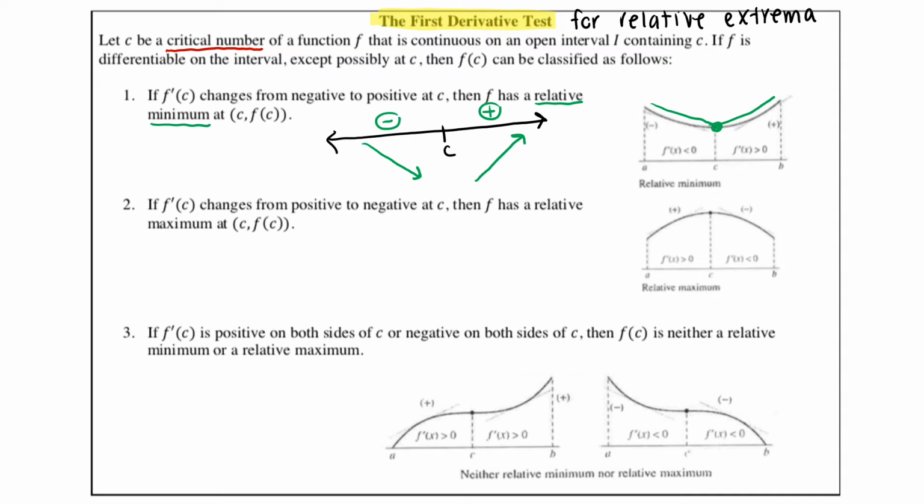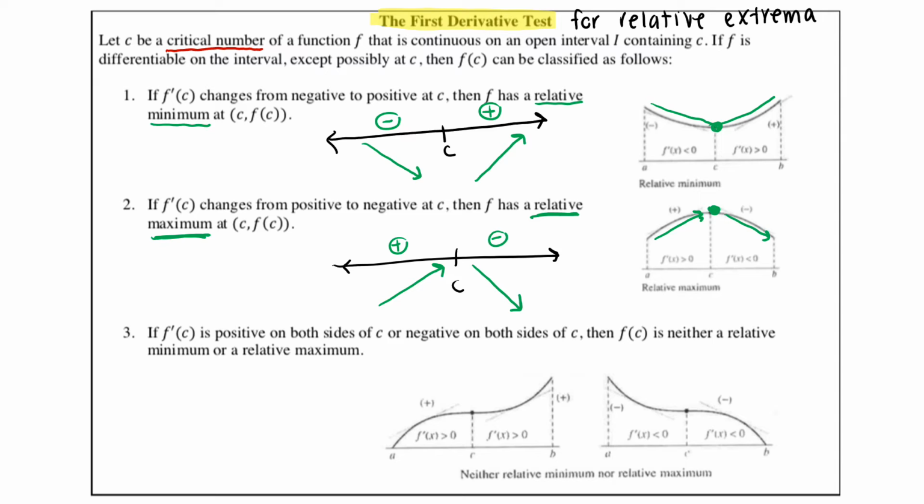Similarly, in number 2, it says if f prime of c changes from positive to negative, so we have that same number line test. Here is our critical number c. When we test those values, we get a positive and then a negative. What's happening is our function is increasing and then decreasing, which makes that point at c, f of c, a relative maximum. So we're taking the steps we did yesterday and just extending them a little bit to identify relative extrema.